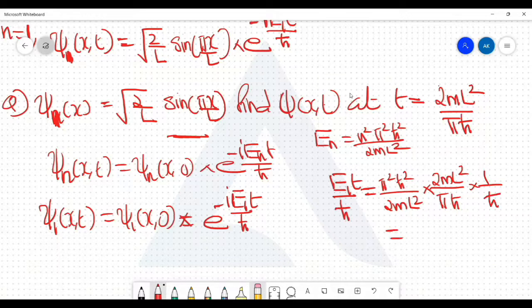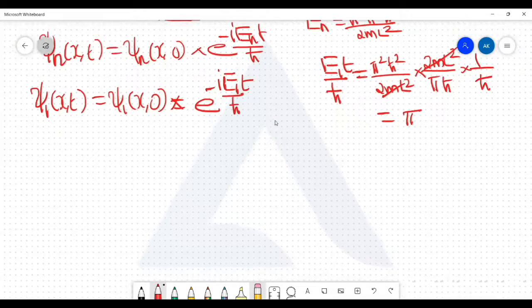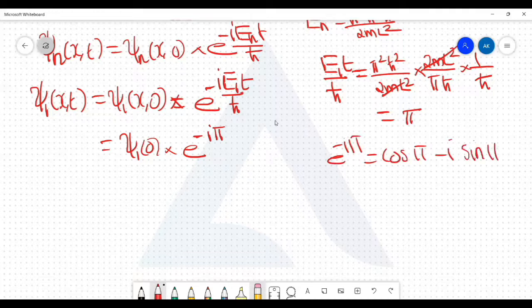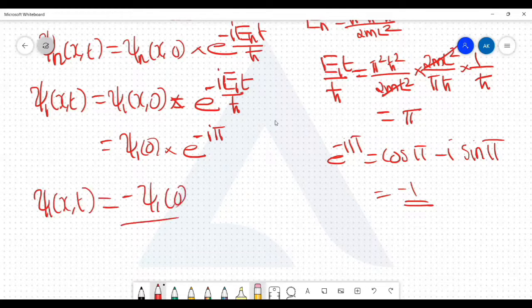So this becomes 2m L square, which can be cancelled. You get pi h cross square, also cancelled. So this is simply pi. Okay, so you will get psi 1 of 0 into e raised to minus i pi. e raised to minus i pi is cos pi minus i sin pi. So this is simply minus 1. Therefore, psi 1 of x,t is minus psi 1 of 0. This is our answer.